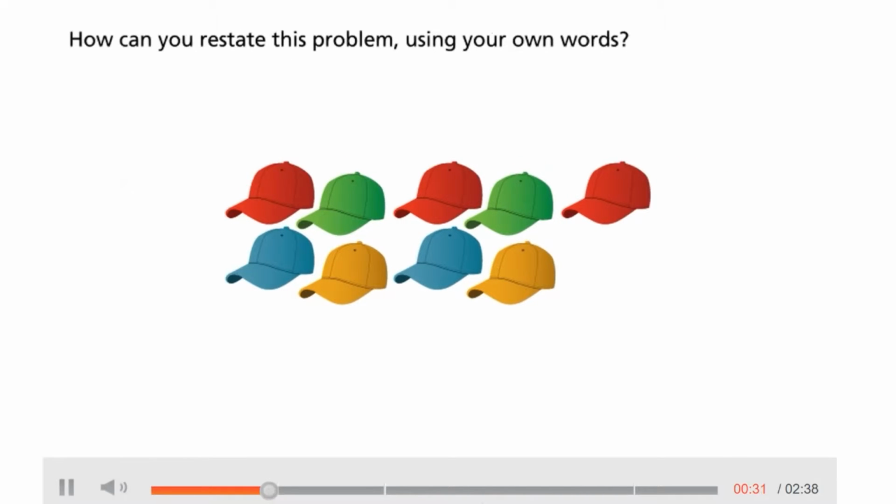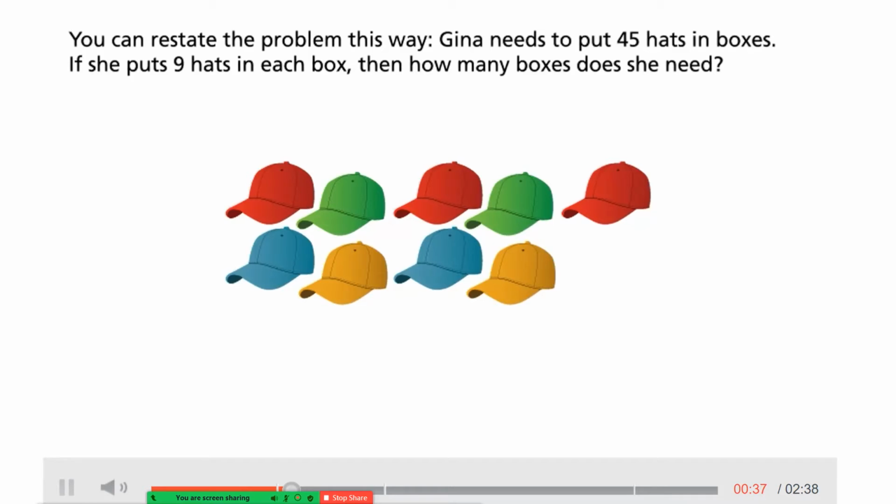How can you restate this problem using your own words? So stop and think about the problem. We know that she has 45 hats and she wants to put 9 hats in each box. We can say, how many boxes will she need to pack all 45 hats? You can restate the problem this way. Gina needs to put 45 hats in boxes. If she puts 9 hats in each box, then how many boxes does she need?